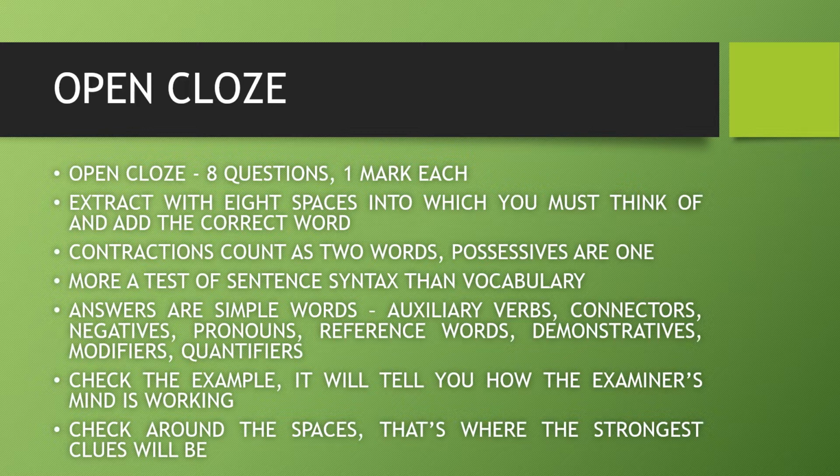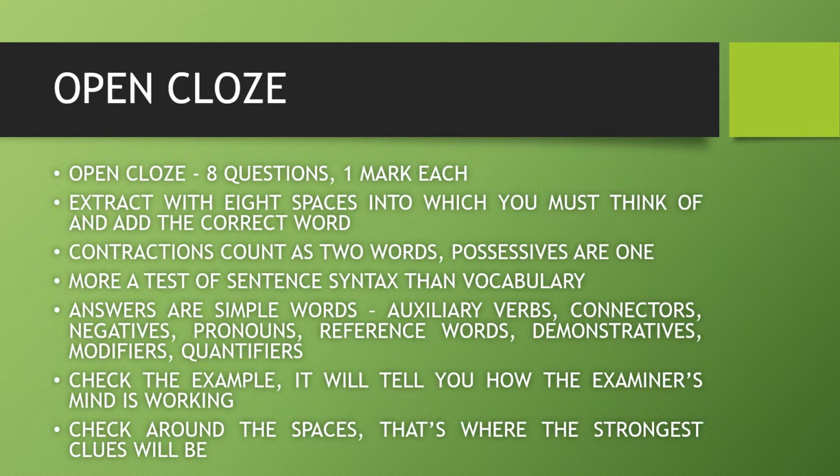This is more a test of sentence structure or syntax than it is vocabulary. You will get tested on vocabulary, but it's more to do with the general meaning of the whole sentence. Answers are going to be simple words, therefore, because you've got to think of them. Auxiliary verbs, connectors, negatives, pronouns, reference words, demonstratives, modifiers, quantifiers. They're all going to be simple words. Again, look at the example. And again, look at the words either side of the space. They're likely to be your best clues.